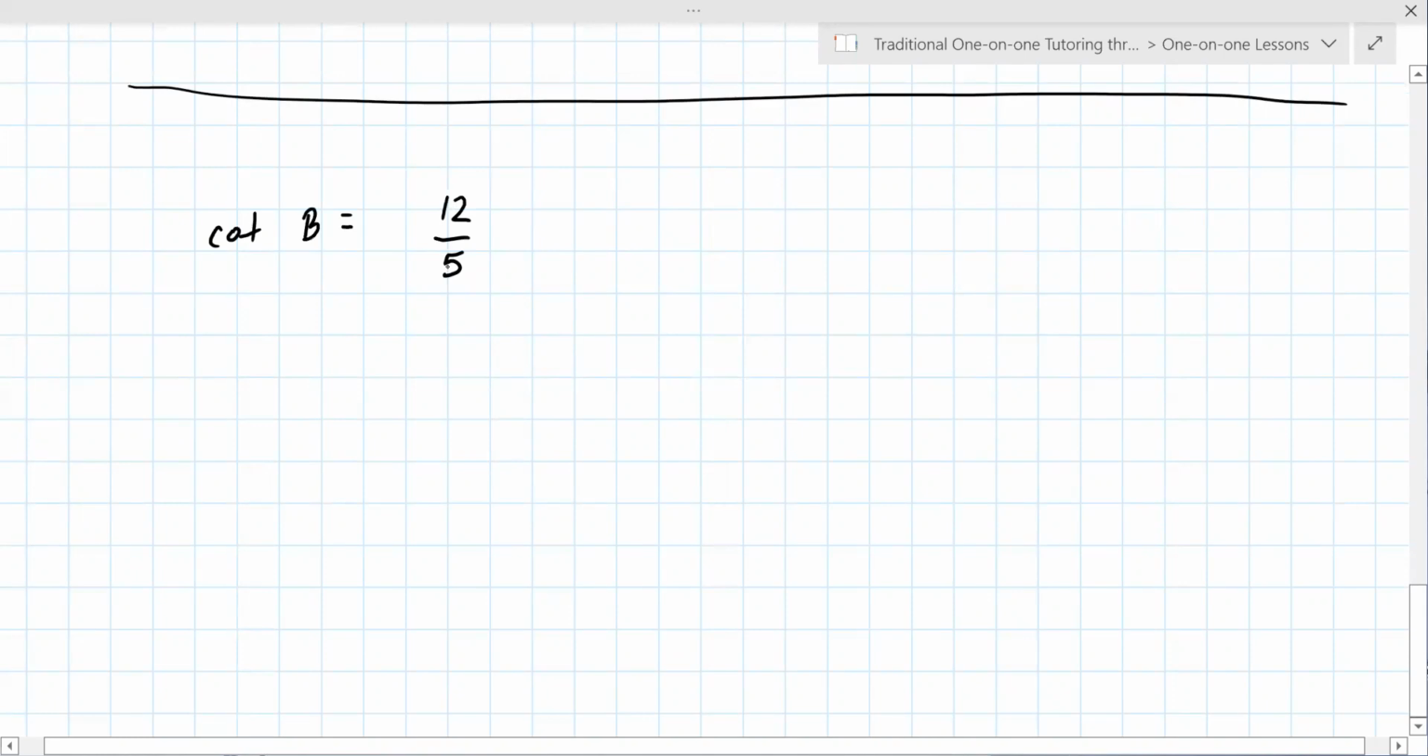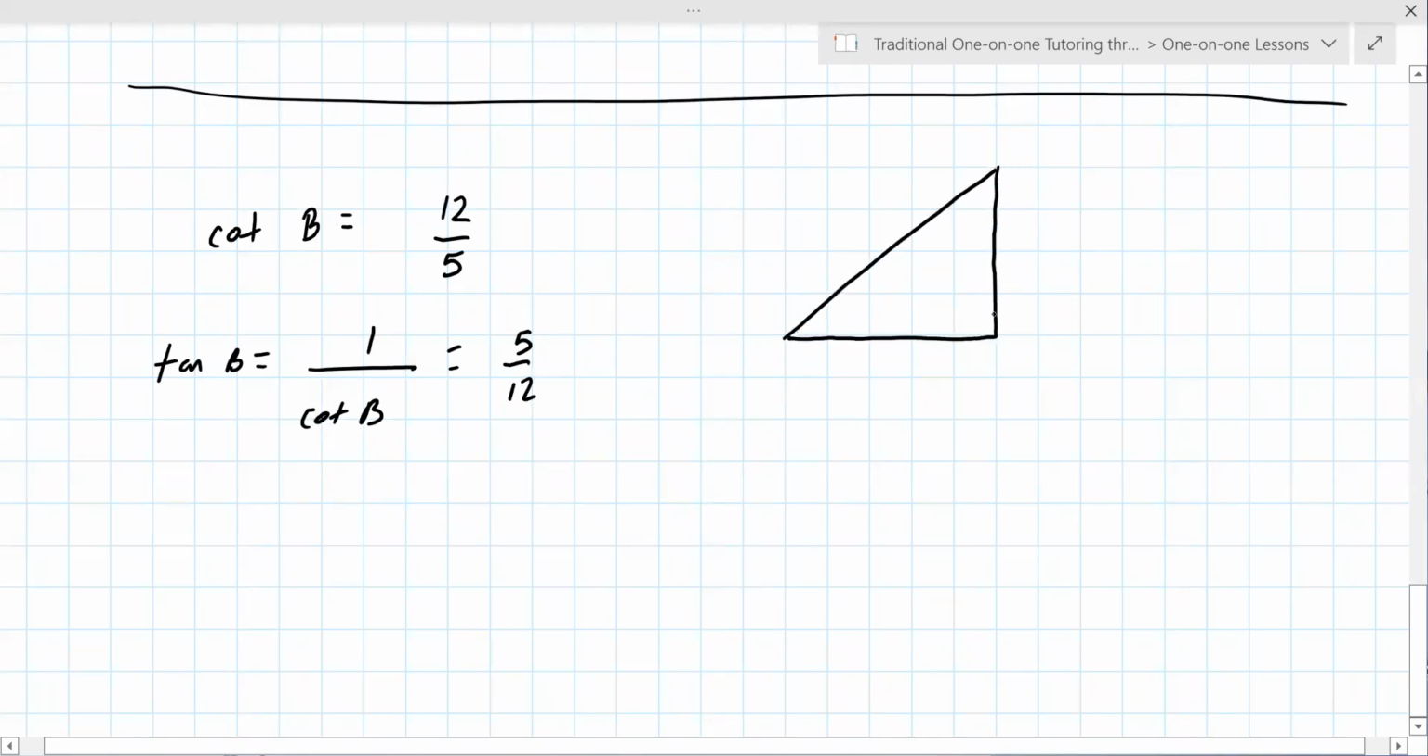So you have to say, well, I don't really know what cotangent is, but I know that tangent is 1 over cotangent, or the flip of cotangent. That's what this means. It literally means the flip. So that's 5 over 12. You draw your right triangle, label that B. It can be either one. Like this could be B, that could be A. It doesn't really matter.